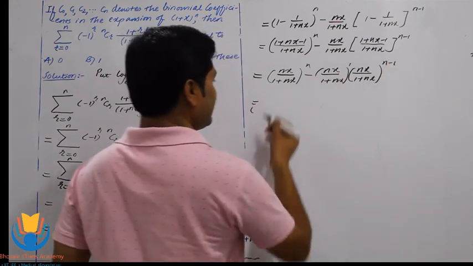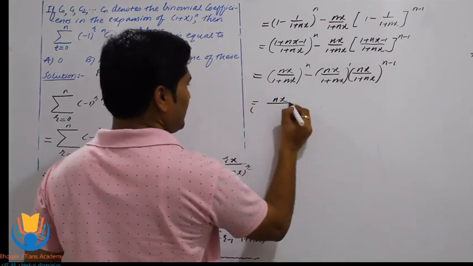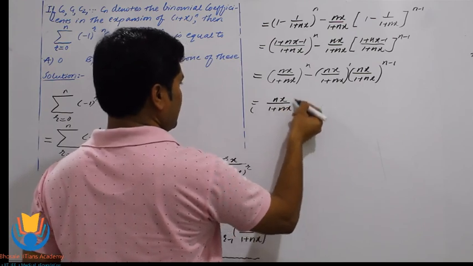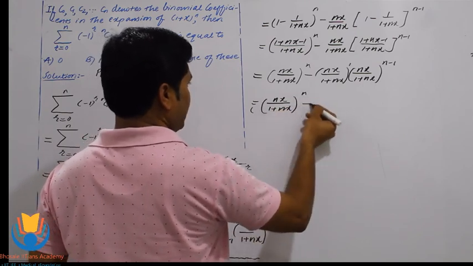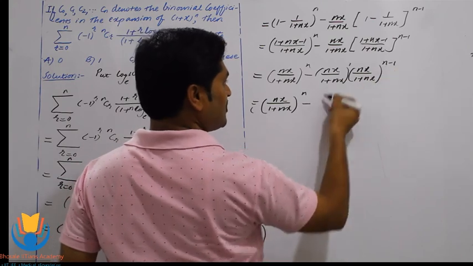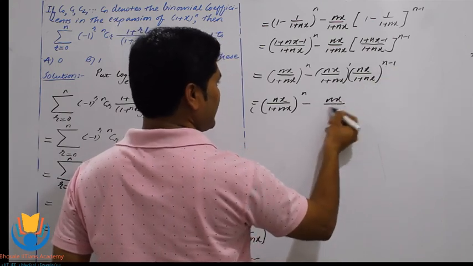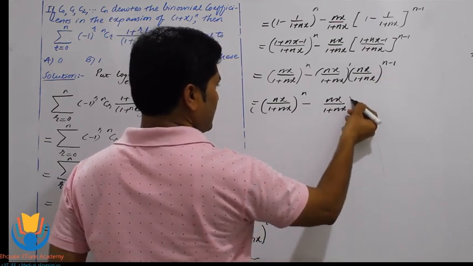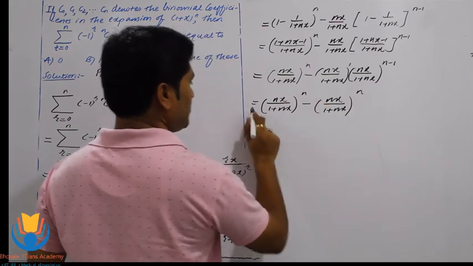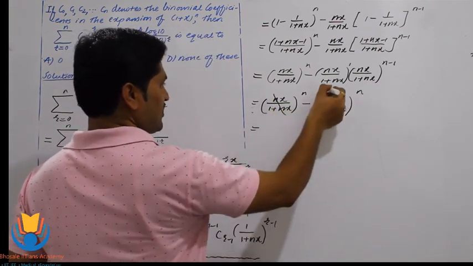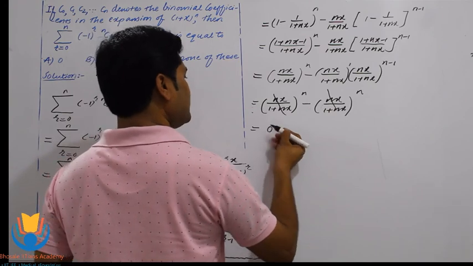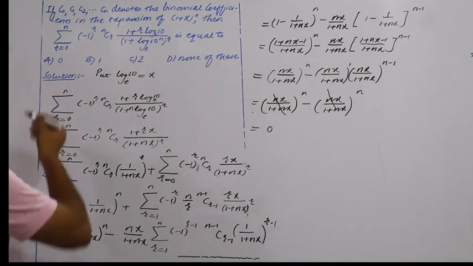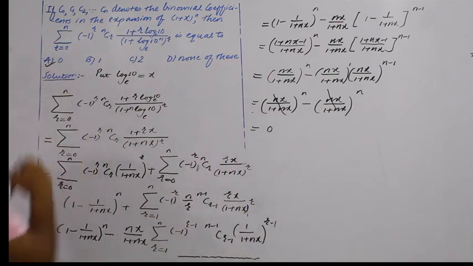So we can add their indices. The first term remains as it is, 1 plus nx whole raised to n, and here this minus 1 plus 1 gets cancelled. Here also nx upon 1 plus nx that whole raised to n. So here those two get cancelled and simply it is 0. So this 0 you can find here in option number A. So this is the correct option.